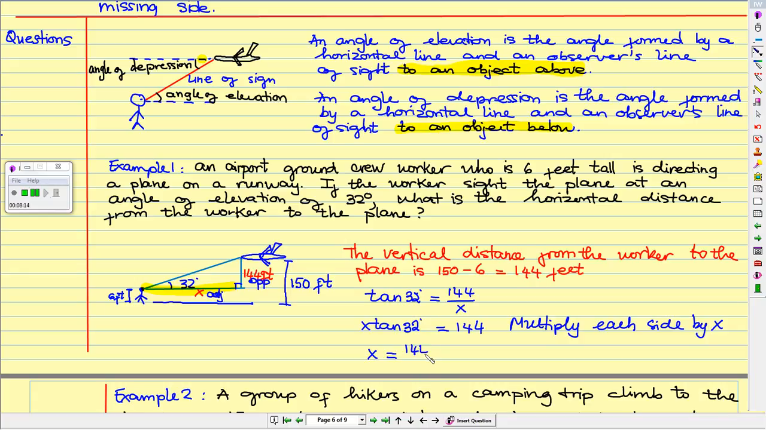Therefore x equals 144 divided by tangent of 32 degrees. Put it in your calculator and make sure you are in degree mode. So the horizontal distance will be around 230 feet. This will be our answer.